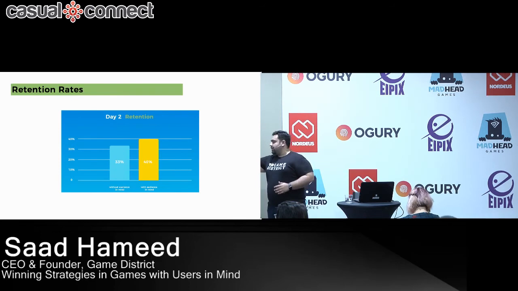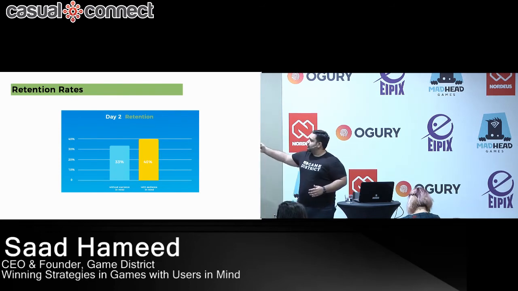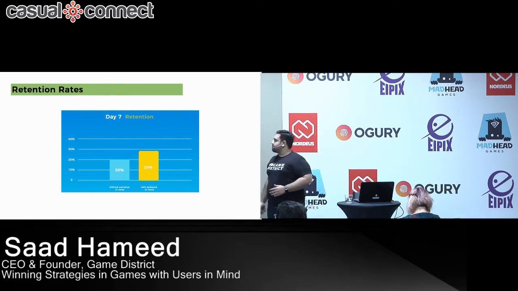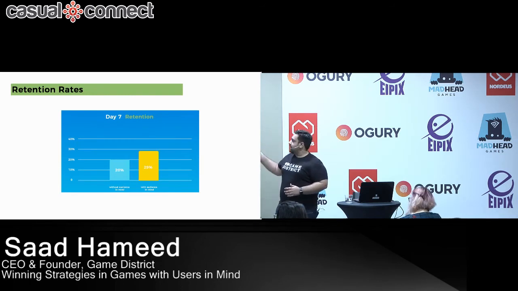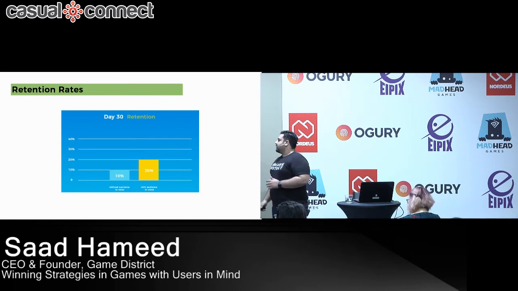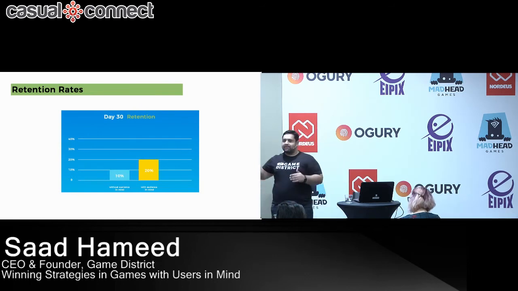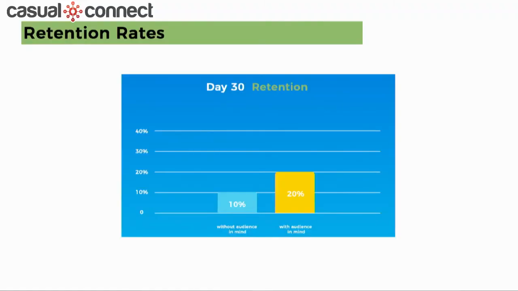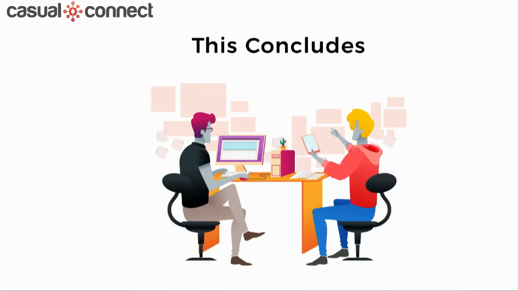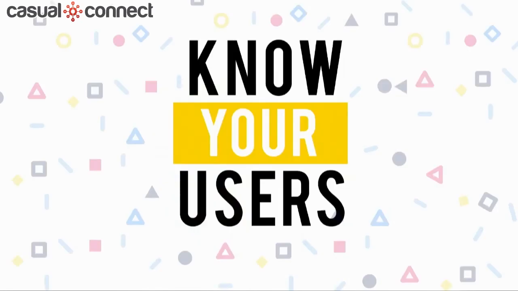The day 2 retention goes from 33 to 40%. For day 7, it's 20% to 29%. And on day 30, we go from 10% to 20%. Our kids become very loyal to our games, and they love it. So this concludes one thing you have to know when you're creating games: know your user. That's all. Thank you.